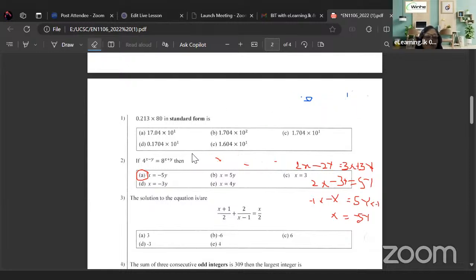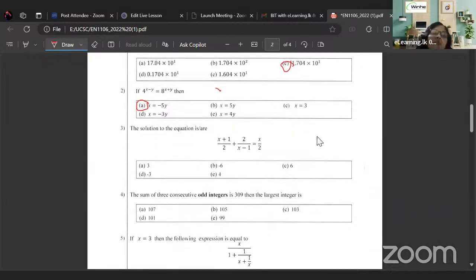For the third one, how do we solve the third one? Third one is given with fractions. Solution to the equation. Check whether there is one or more solutions to this equation.